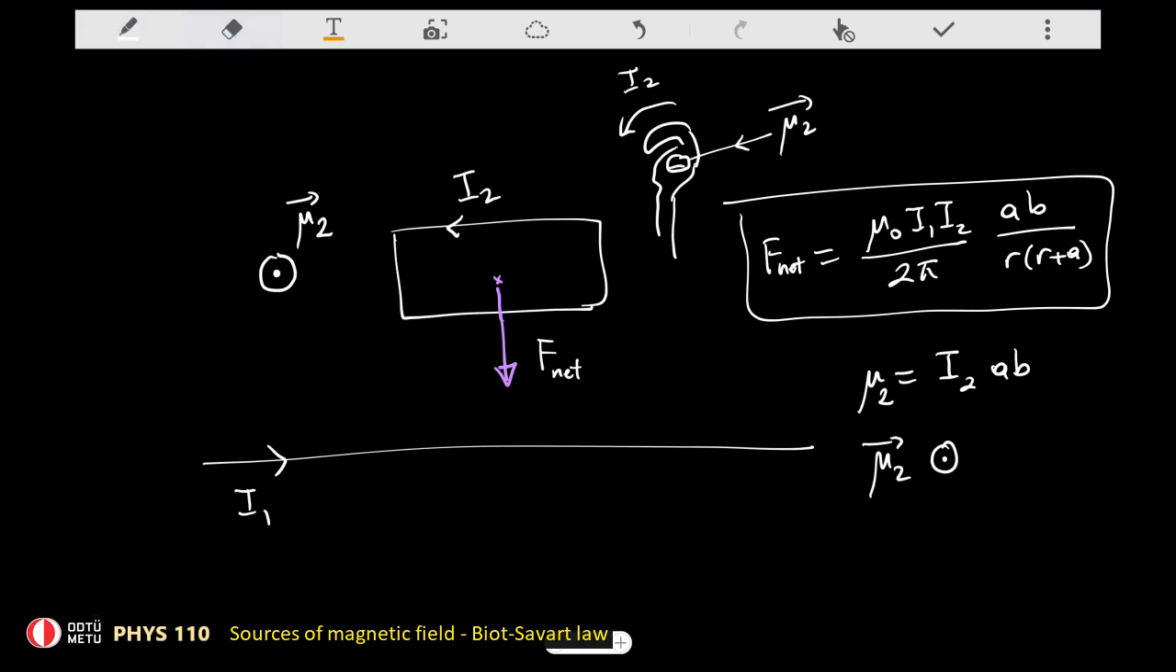So let me erase this 2 as well. What I need to do in that expression is to erase this I2 in here, erase this A times B, which is the rectangular area, and write mu2 in there. That's the first step.